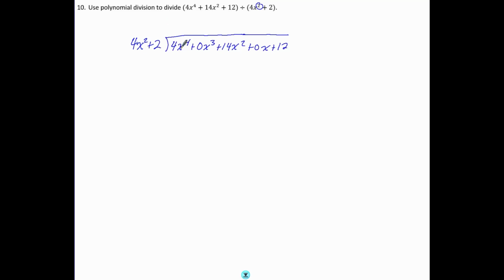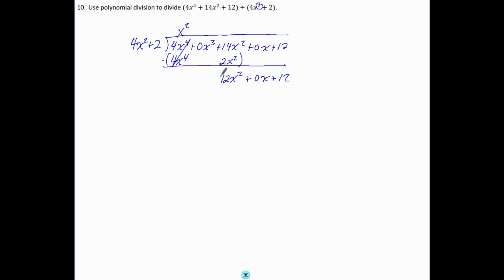You really need those placeholders in there. So 4x squared times what gets me 4x to the 4th? That's going to be x squared, and then you want to distribute this in. So x squared times 4x squared gets me 4x to the 4th. X squared times 2 gets me 2x squared. Put your parentheses and subtract just like regular long division. Those cancel out. And 14 minus 2 is going to get us 12x squared plus 0x plus 12.